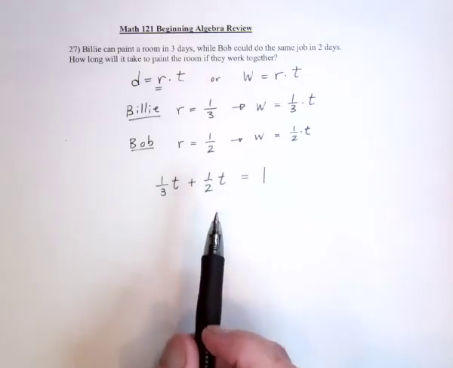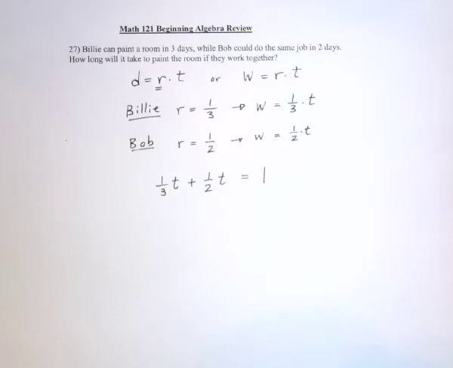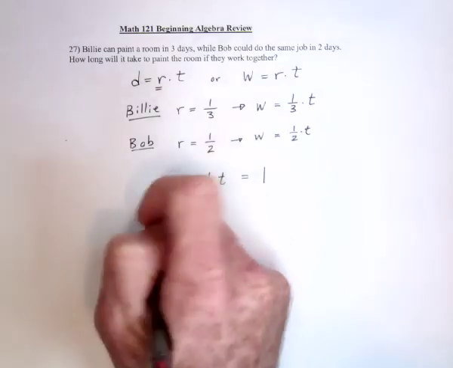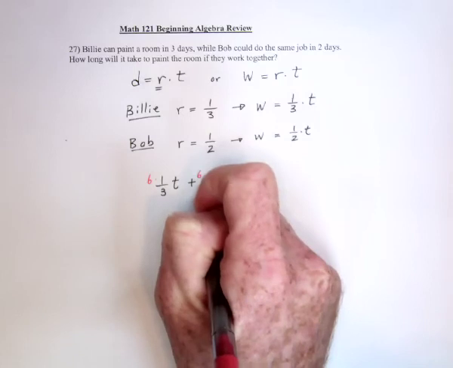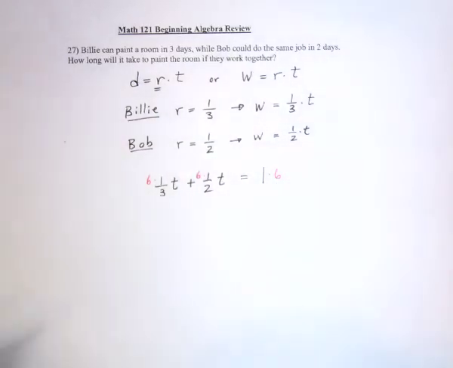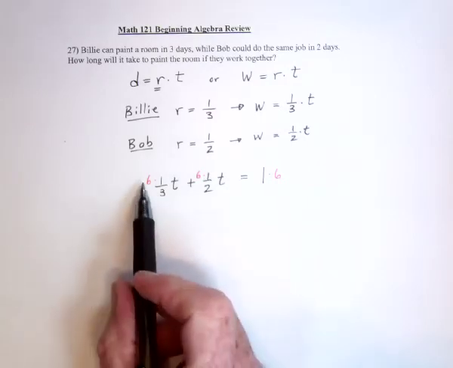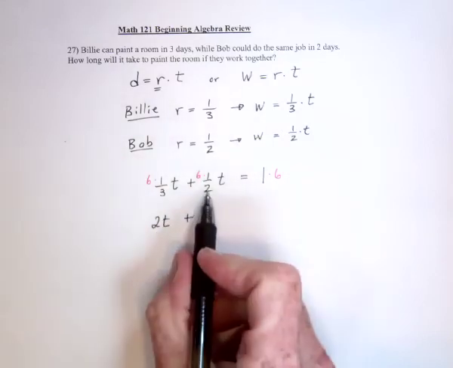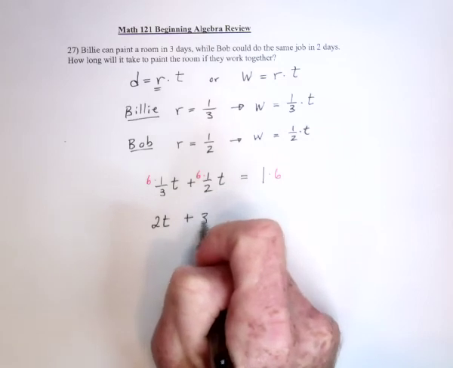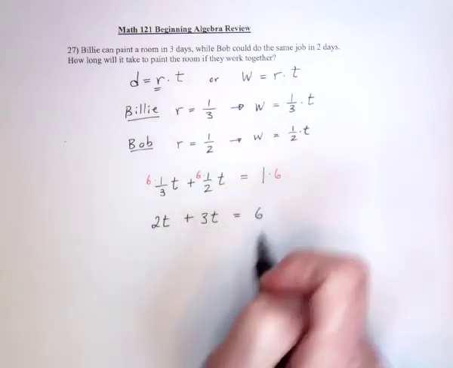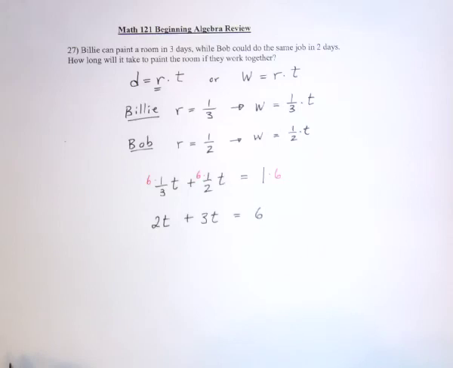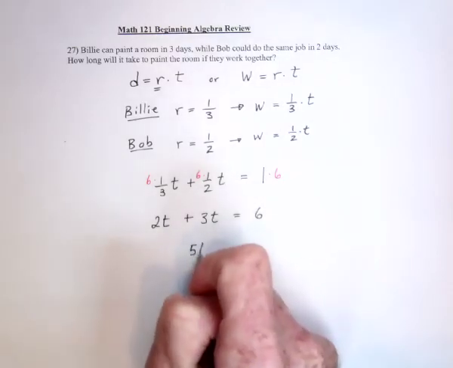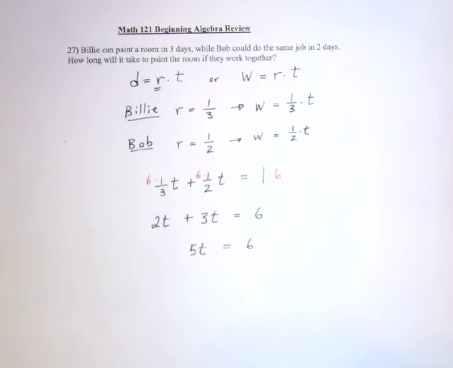Or what you can do is take that least common denominator, 6, and multiply every term by it. And what this does, once you reduce, is it gets rid of the fractions. So for this first one, 3 divides into 6 2 times, so this would leave 2t. For this one, 2 divides into 6 3 times, so this one's 3t, equals 6. So now just add them together. We've got 5t equals 6.